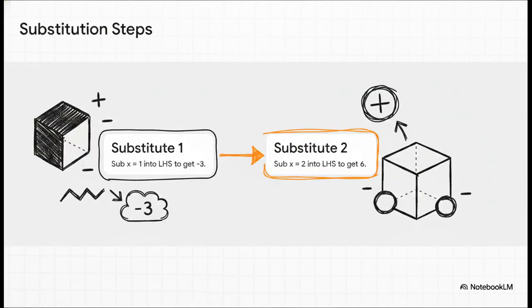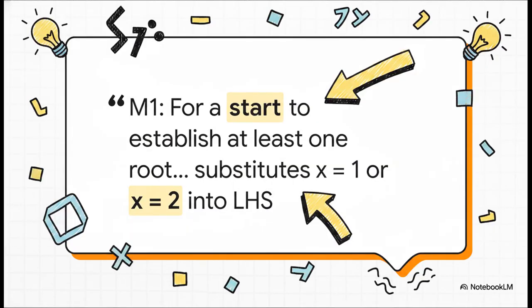To knock this out, we just need to execute 2 straightforward mathematical steps. We're going to substitute those boundary values directly into the left-hand side of the equation. First up, plug in a 1. That gives us 1 cubed plus 2 times 1 minus 6, which leaves us with negative 3. Next, we drop in a 2, so 2 cubed plus 2 times 2 minus 6, and that gives us exactly 6.